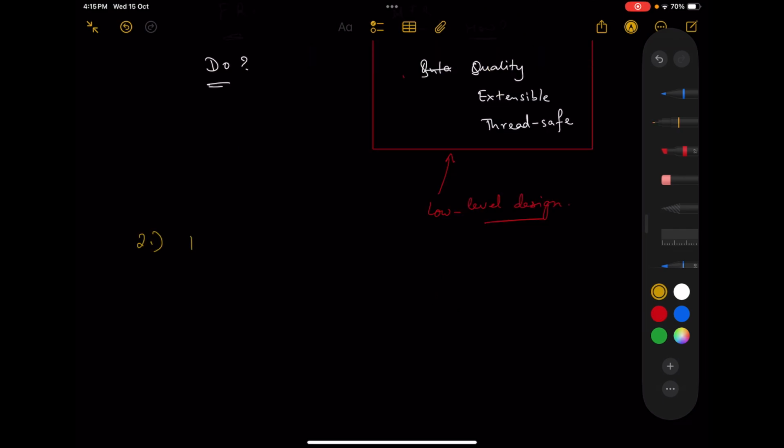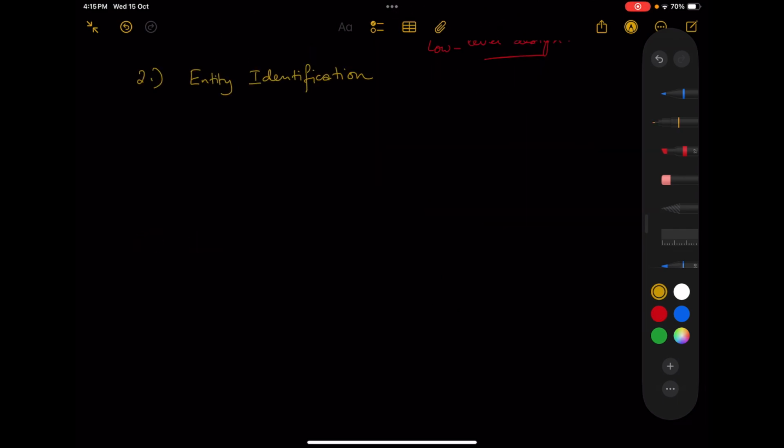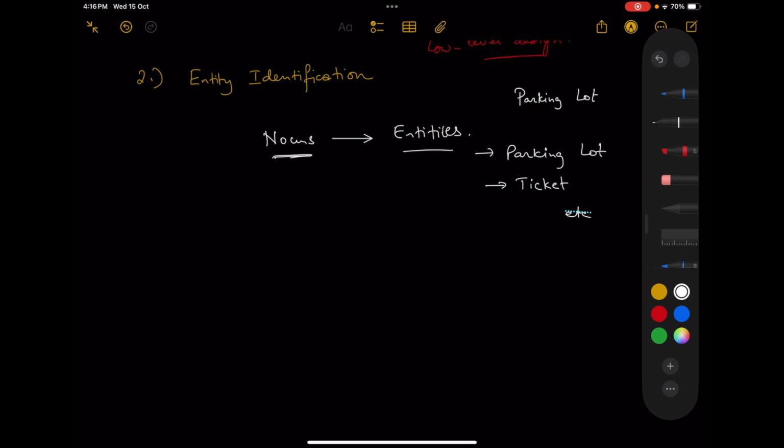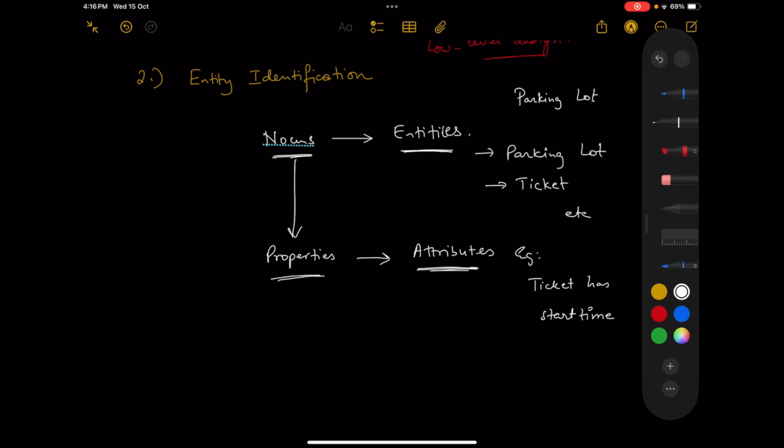The next phase is entity identification. So in this phase, what we do is we try to extract the nouns in the system, and then try to map it to entities. For example, in a parking lot system, the nouns would be parking lot, ticket, etc. After we have identified the nouns, which we call entities, we try to describe properties for these nouns, which in technical terms we call attributes. For example, ticket has start time. So these attributes are adding more properties and defining the nouns or the entities. So this is the first step, and this is the second step.